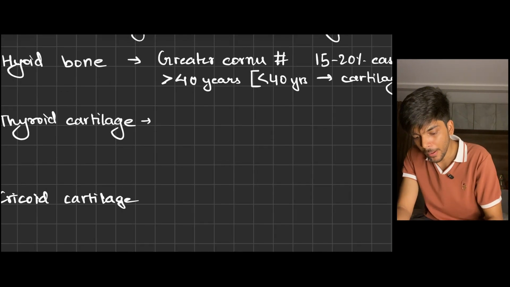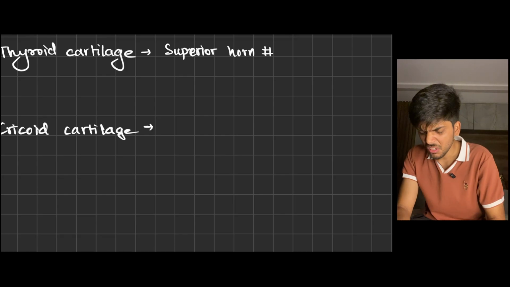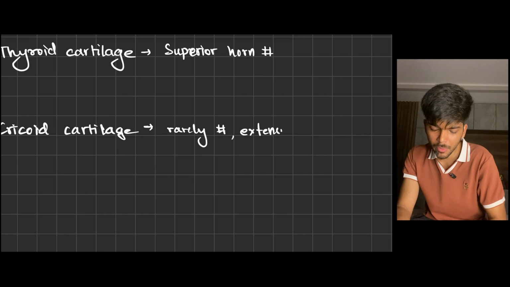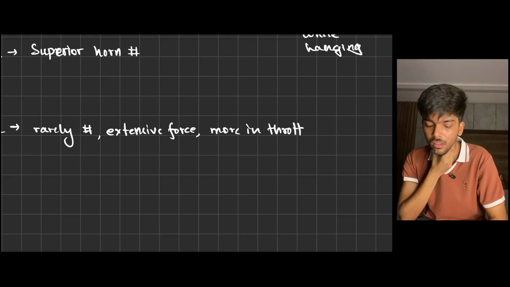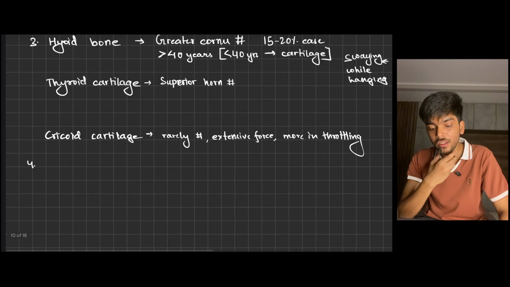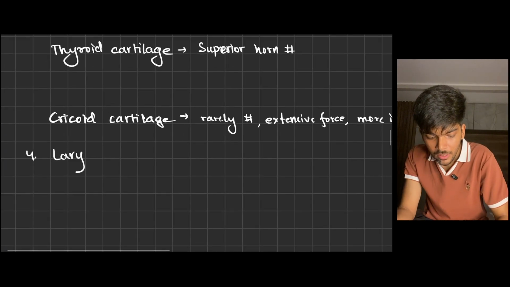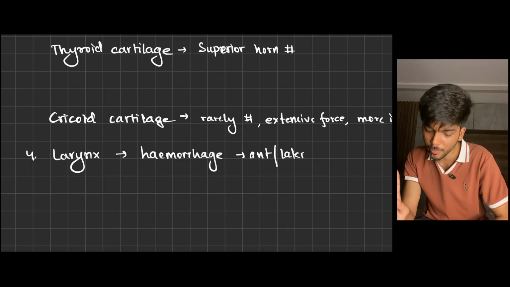Next is thyroid cartilage. So thyroid cartilage fracture is at superior horn. Cricoid cartilage rarely fractures. It doesn't really fracture. It is only when extensive force is applied, so this is seen more in throttling rather than hanging. More in neck compression, throttling by hand, right? Rather than hanging. Then you remove that, you get what? You get the larynx. Inside the larynx, there might be hemorrhage. And if there is hemorrhage, it's on the anterior or lateral surface. Then it is not Prinsloo-Gordon artifact.